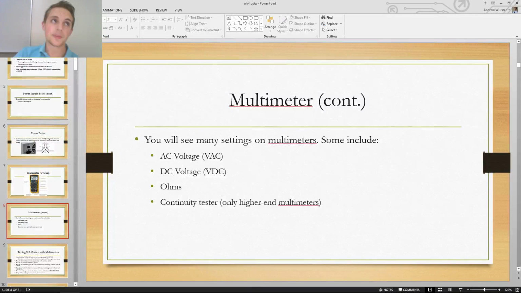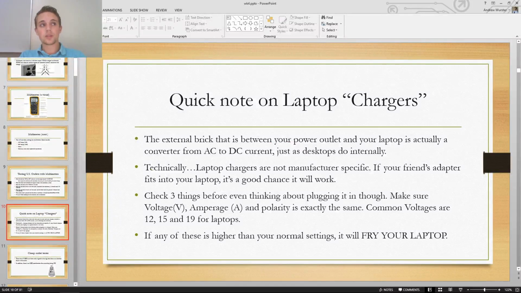But I guess a scenario could be if you had a Dell laptop or your friend had a Dell laptop, but you forgot your charger at home, you could theoretically use his charger, but the problem becomes that you don't know if his laptop requires more or less power than yours. So what you kind of have to watch for is these three things: voltage, amperage, and polarity. So voltage and amperage especially, because if any of those are higher than what your laptop is normally set to handle, it'll fry your laptop, or minimally it'll fry your charging circuit or battery.